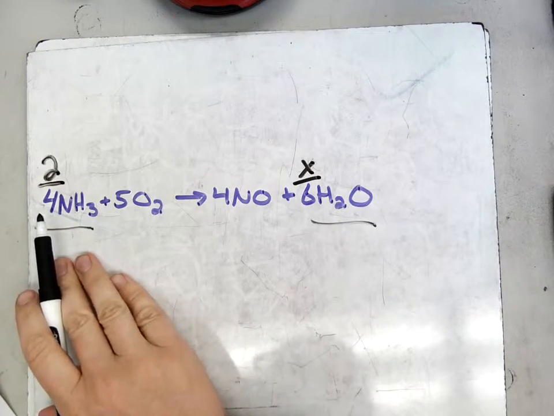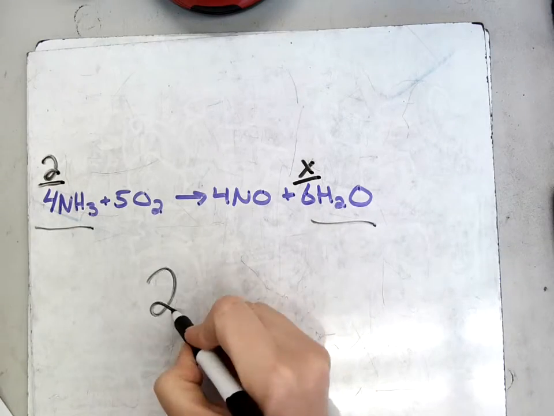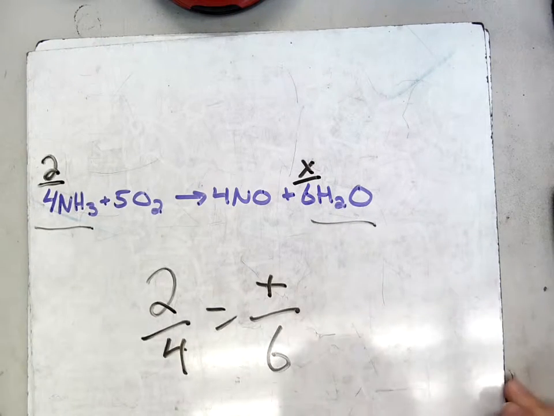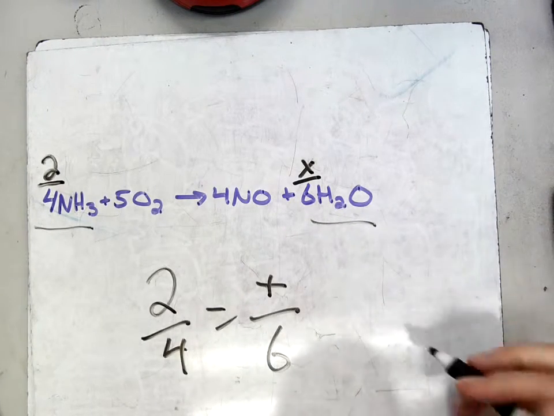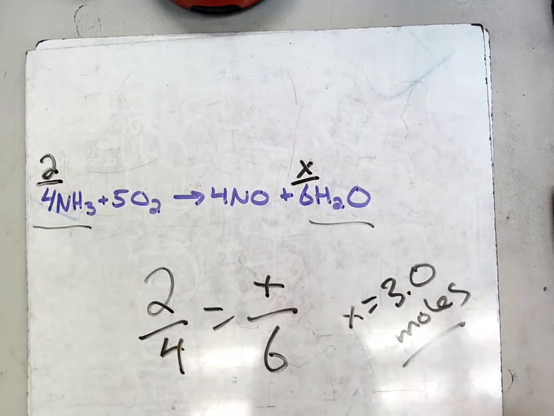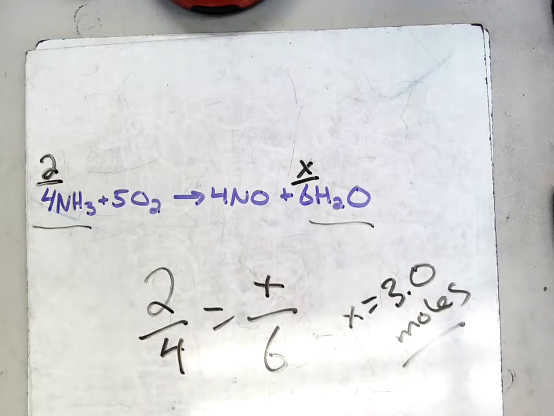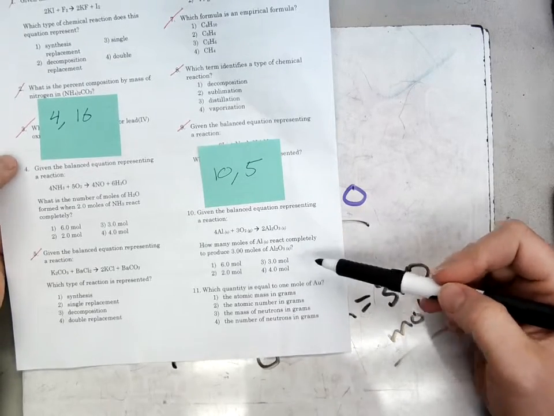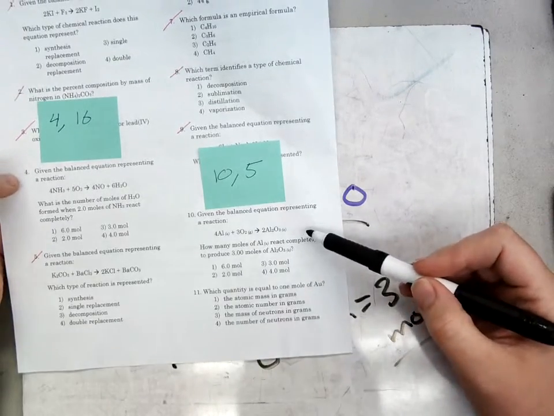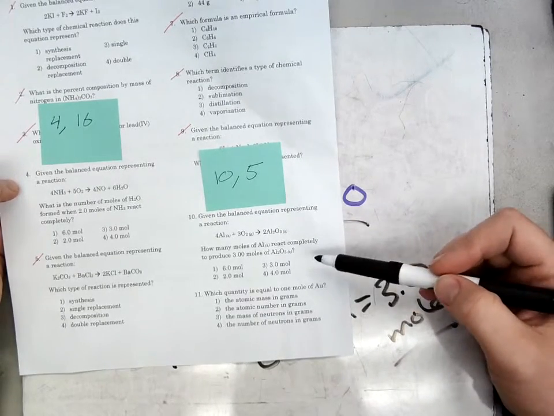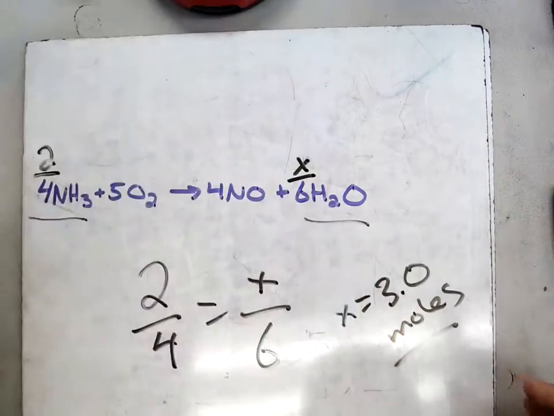Then I just take this as a proportion. So 2 to 4 equals x to 6. You can cross multiply. It's pretty obvious that the answer is 3 moles. Now let's look at number 10. Number 10 on version A is the same as number 5 on version B, and it involves the synthesis of aluminum oxide. Again, they ask for moles, they give me moles. If it's all about moles, it's all about the coefficients.